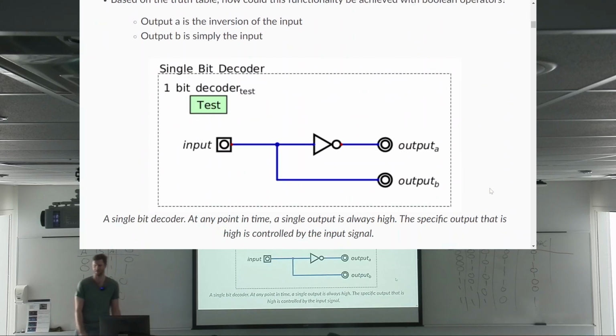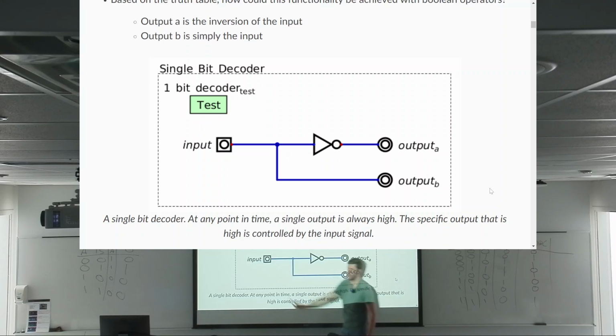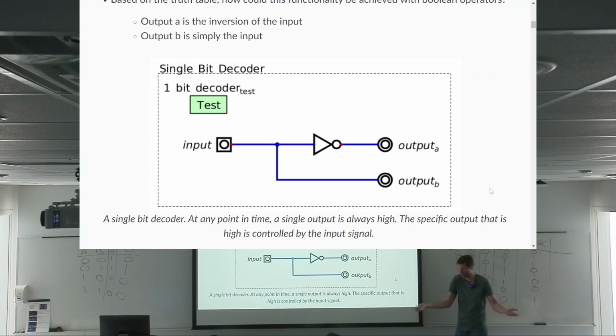Well, we could do something as simple as this. We've got some input. This is what I would call a 1-bit decoder. And you could almost think of this as like output 0 and output 1. When the bit is 0, output 0 is high. When the bit is 1, output 1 is high. We could think of it like that if we wanted.